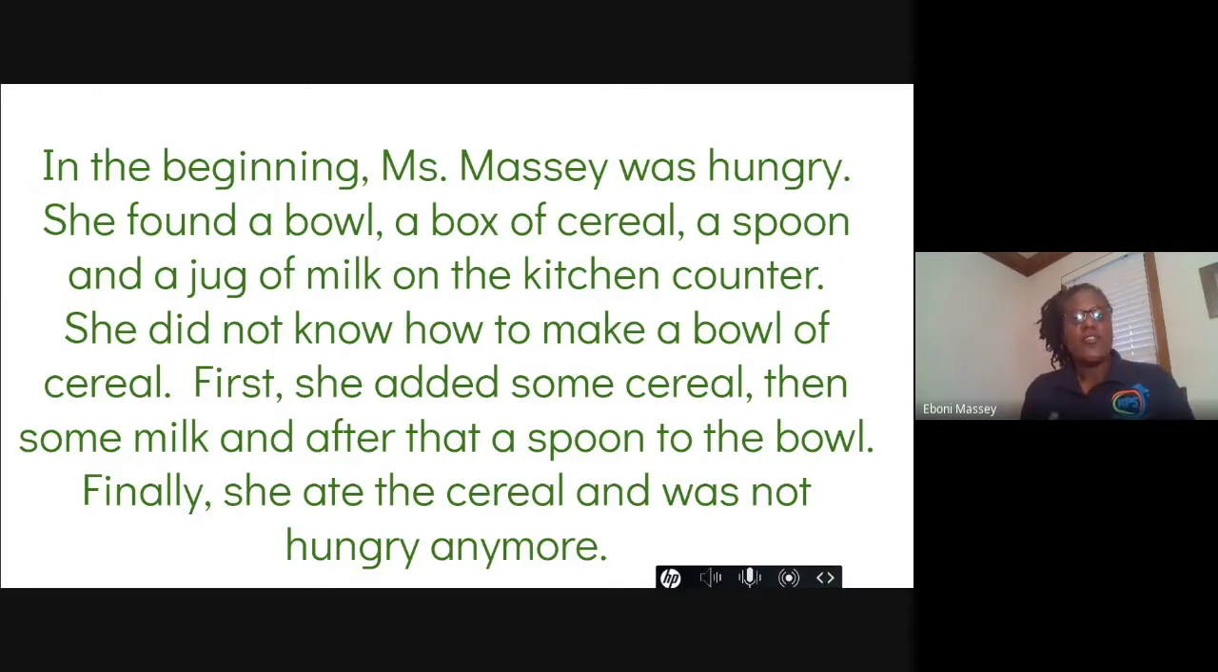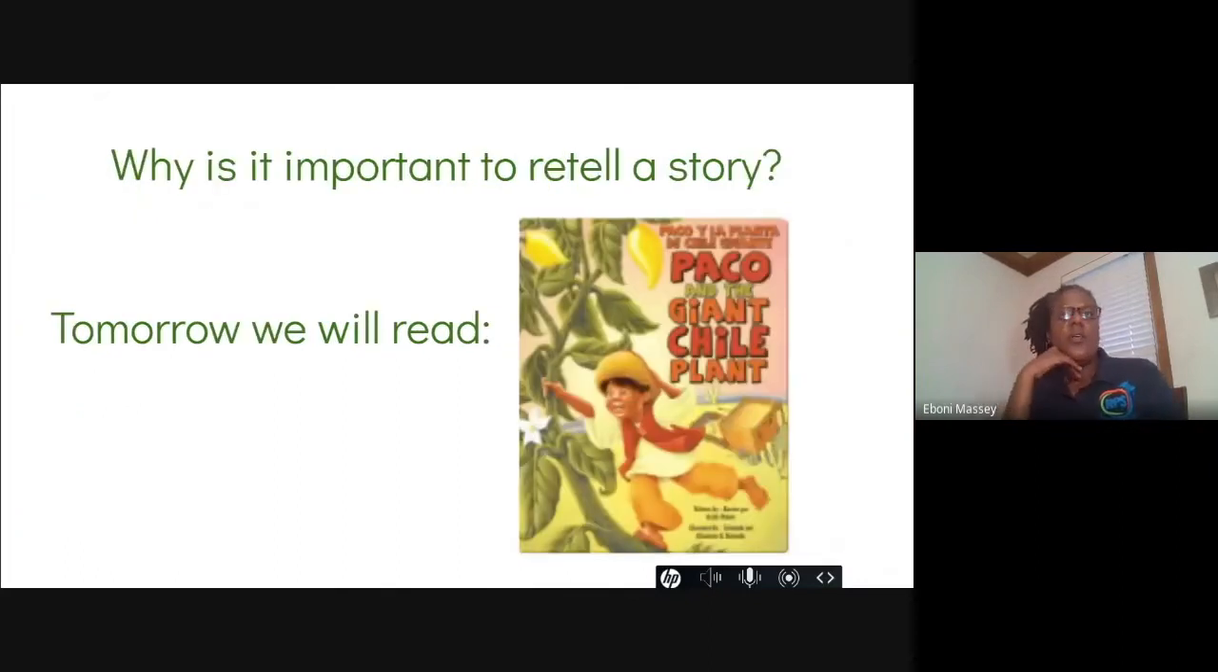Also, did we make sure to tell important events and key details? We did. So I think we have a pretty good retelling because the most important part was that it was in order. We started with the beginning, that triangle, then we went to the middle, the square, and finally we ended with wrapping it all up in the circle. So I want you to think a second, and I want you to think about this. Why is it important to retell a story?